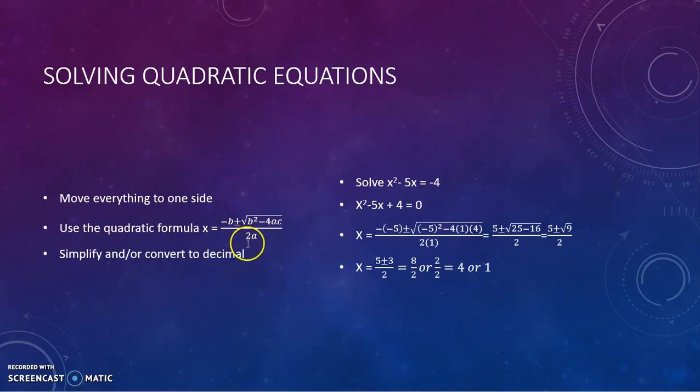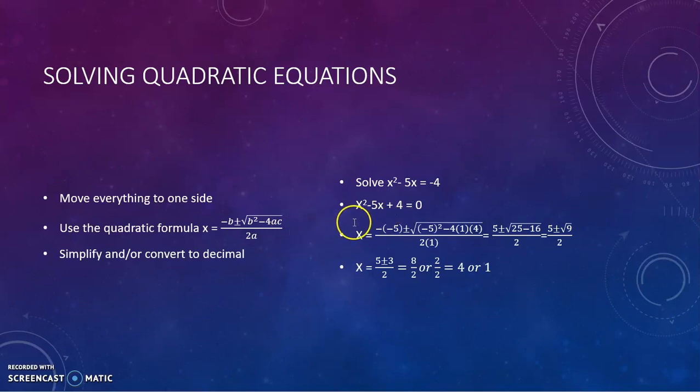Okay, so I have these letters A, B, C, and what do they mean? The A is whatever is multiplying x squared. And if you don't see a number, you can always say 1. So there's a 1 times x squared. So in this particular equation, A is 1. B is the number that's multiplying the x, and that includes the negative. So B is negative 5. And C is the constant. So C is positive 4.